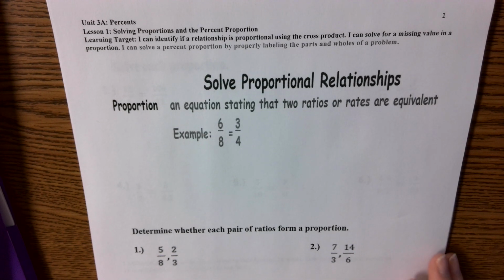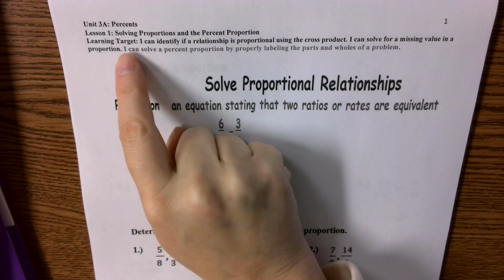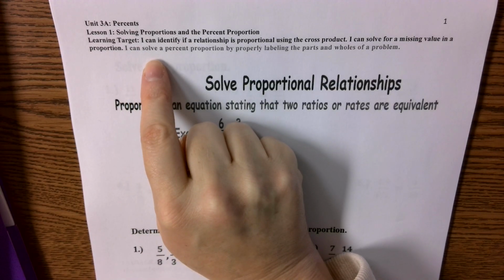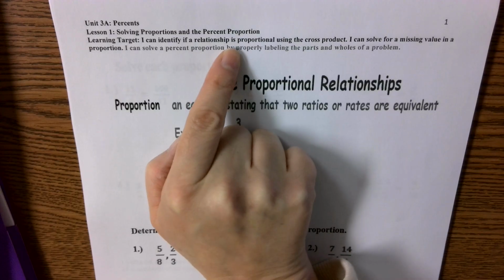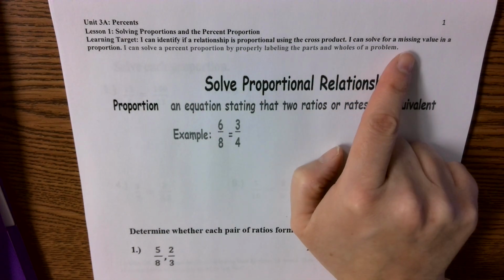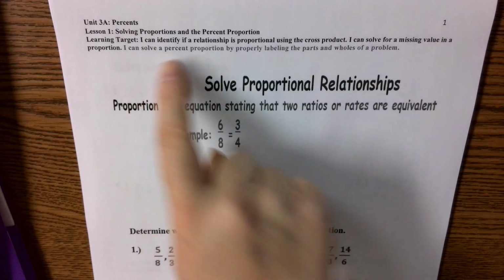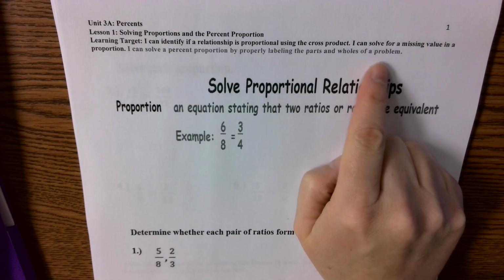So again, our new unit is on percents. So our learning target for today, Daniel and John Luke. Our learning target today: I can identify if a relationship is proportional using our cross product method. I can solve for a missing value in a proportion, and I can solve a percent proportion by properly labeling the parts and wholes of a problem.